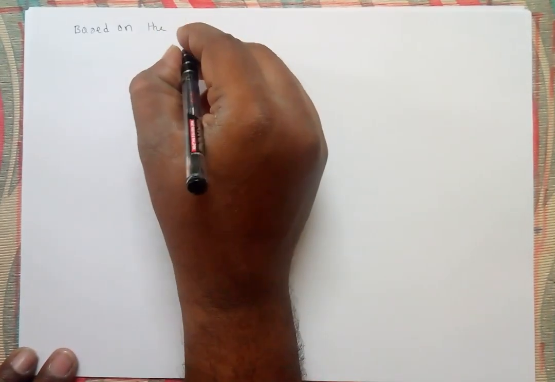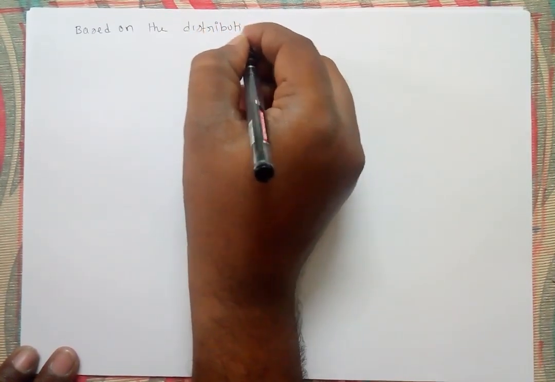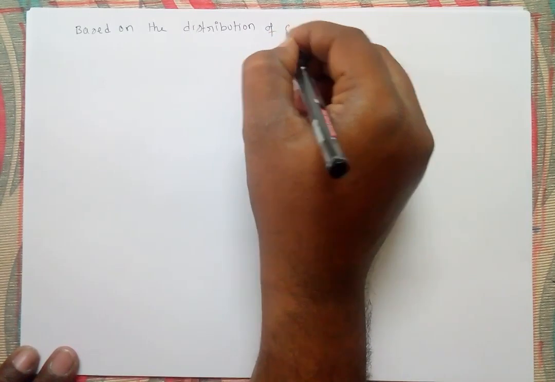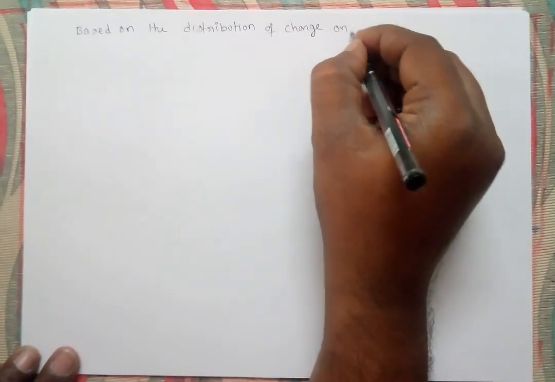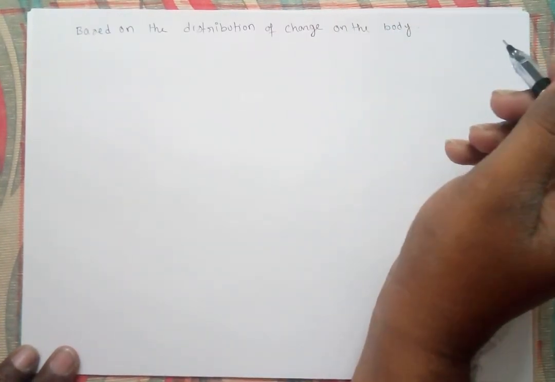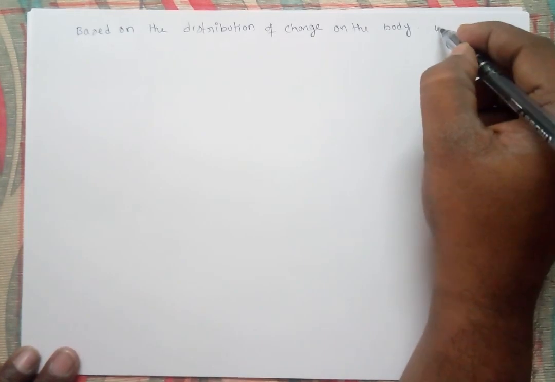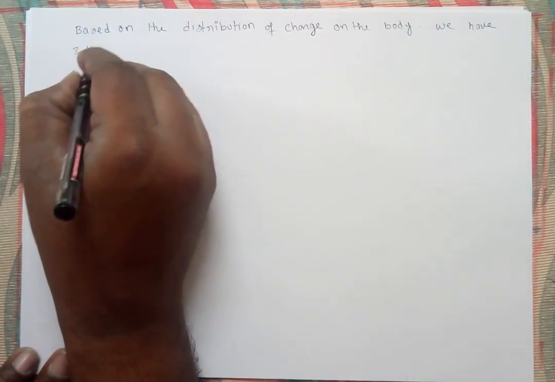Based on the distribution of charge on the body, we have three kinds of charge densities.